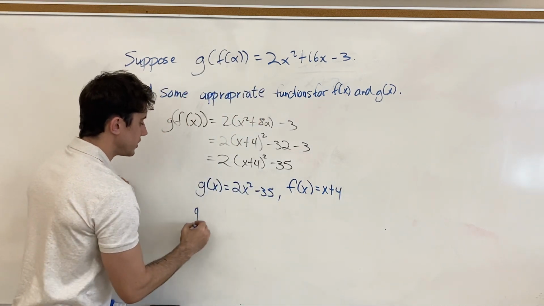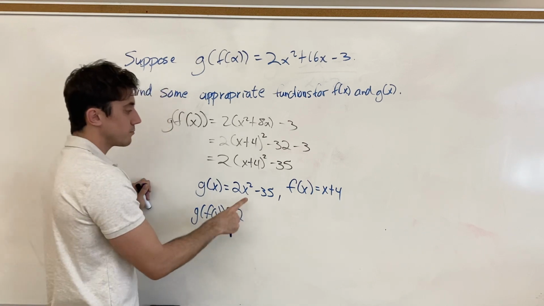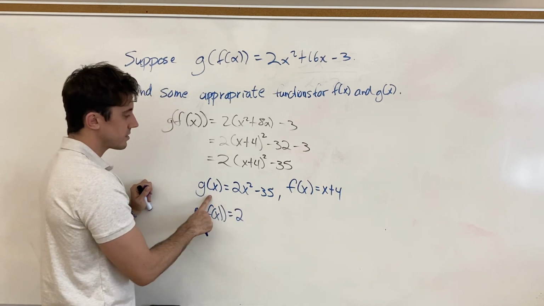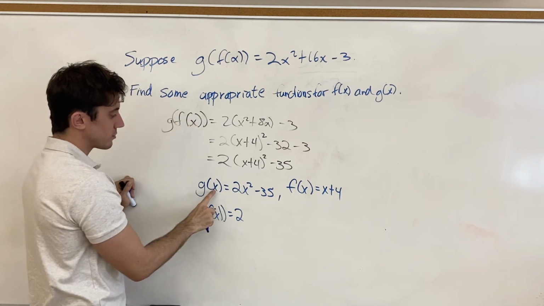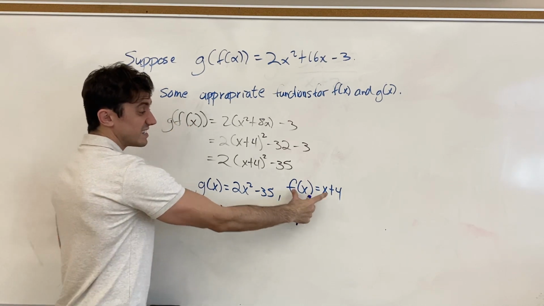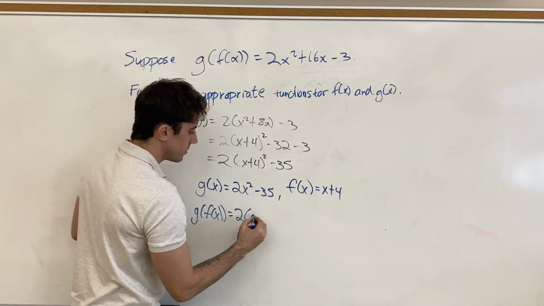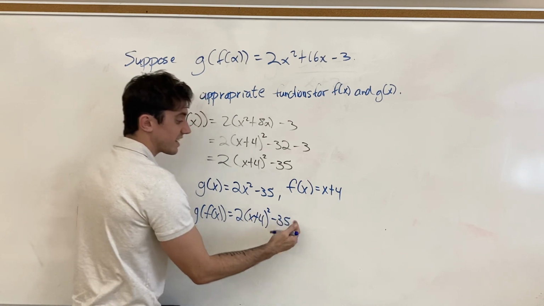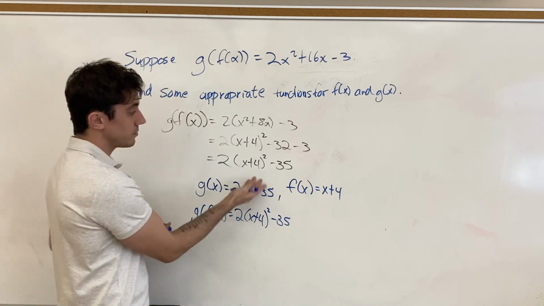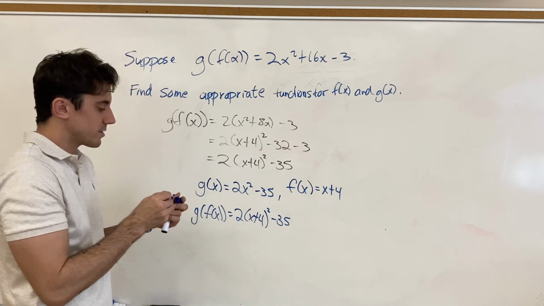Because then g of f of x would be 2. Every time we have an x in g of x, we replace it with, right? Instead of x, we have f of x. So every time we see an x, we replace it with the entire function f of x. So the x becomes x plus 4. And the 35 doesn't contain an x, so we can't do anything to it. And so we get our function back right away. Right, that is just one of infinitely many possibilities.